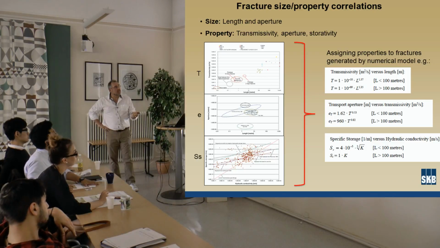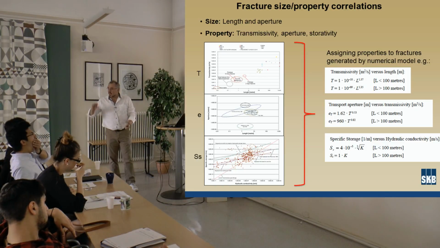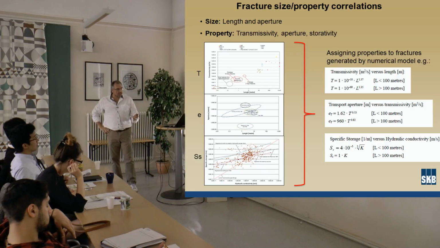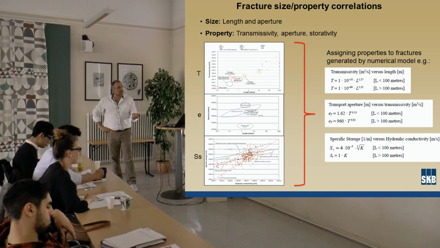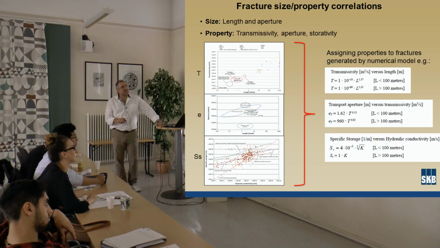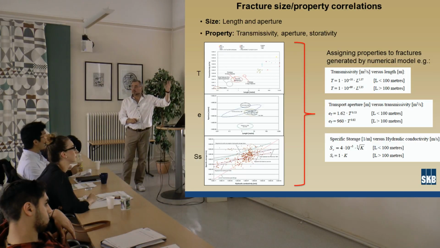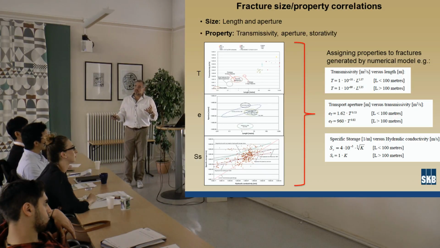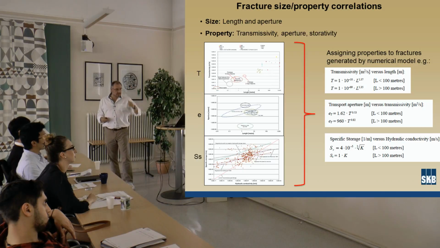Similar here, another important issue which I'm not going to discuss, but just mention, is the aperture of a fracture, which is transporting the solutes. Also correlated. And the third one is the storage correlation with the hydraulic conductivity. So one can do different types of correlation equations. These are all power law type. And these are utilized for assigning properties to fractures generated by the numerical model. And then they are producing fractures to adhere to a certain statistics which we see when we do measurements on fractures, which is done by the geologists. I think he will mention it.